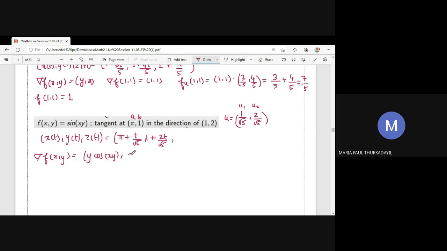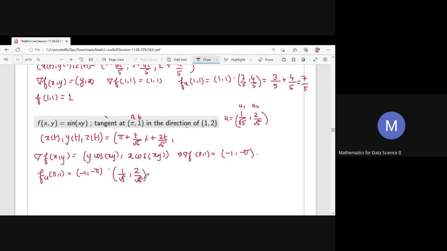The gradient is cos xy, x cos y, xy, into which is 1 by root 5 at the point pi comma 1. That is minus pi, minus 1, right, minus 1 comma minus 5. Okay. Now what is your f_u at pi comma 1? So it is minus 1 comma minus 5 dot product with 1 by root 5 comma 2 by root 5.